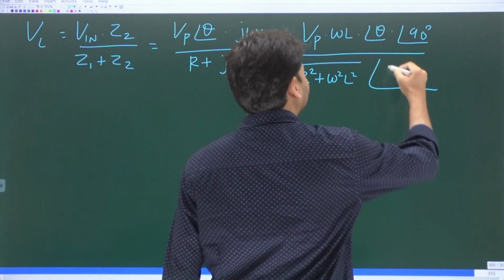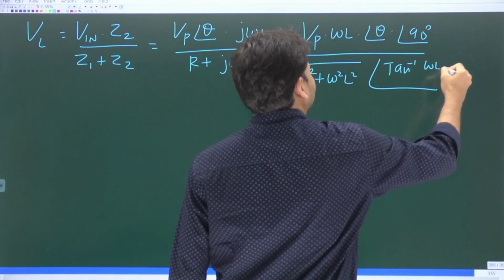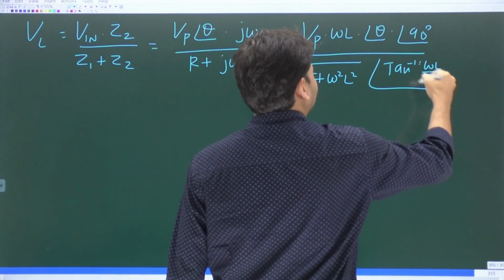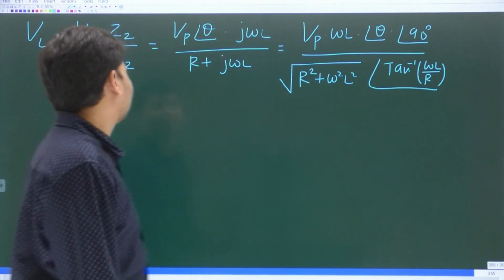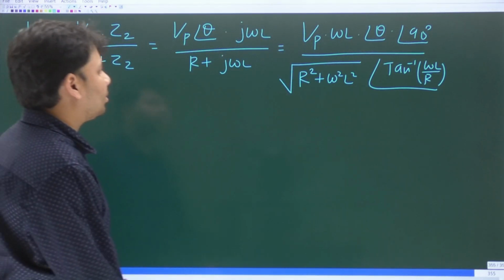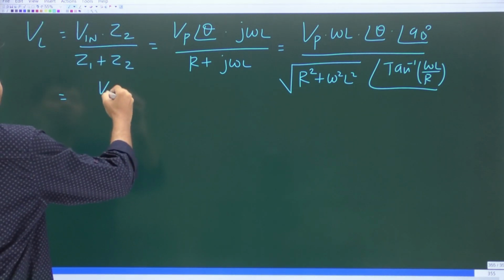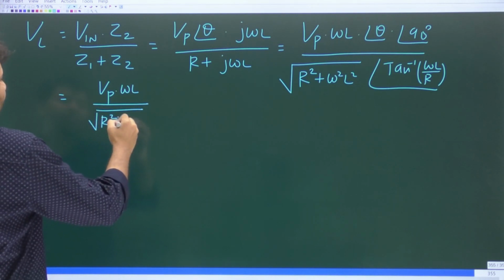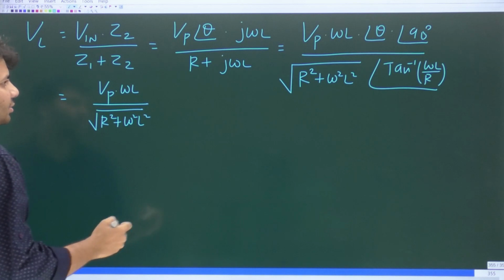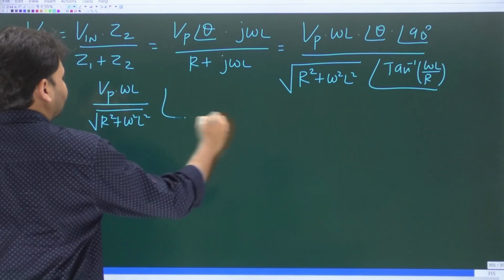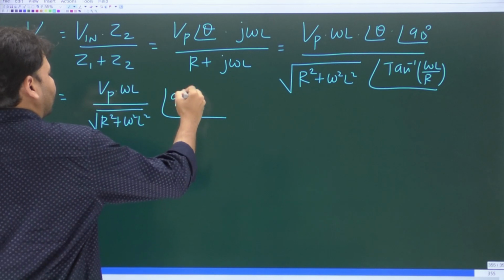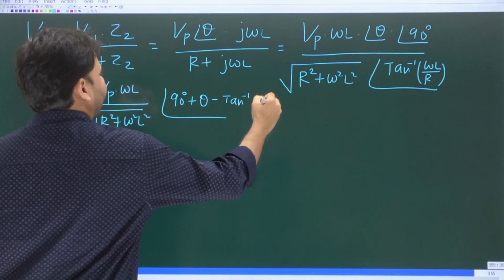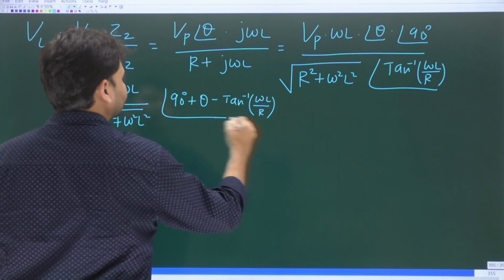So what is the angle of this? Tan inverse, imaginary part is omega L, real part is just R. So tan inverse omega L divided by R. That's all. Now this can be expressed as Vp omega L divided by square root of R square plus omega square L square, and then angle 90 degrees plus theta minus tan inverse omega L by R.